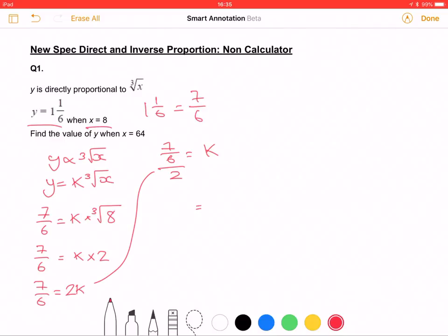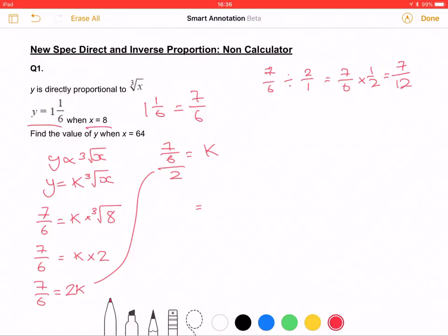So, side note, if that's okay: 7 over 6 divided by 2. What's 2 as a fraction? 2 over 1. And then like you said, you keep, flip, change. So it'll be 7 over 6 times 1 over 2. And so that will give you 7 over 12.